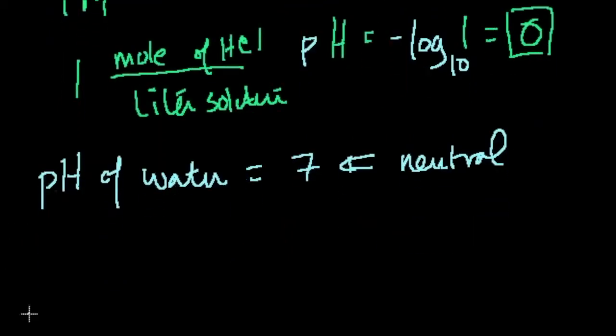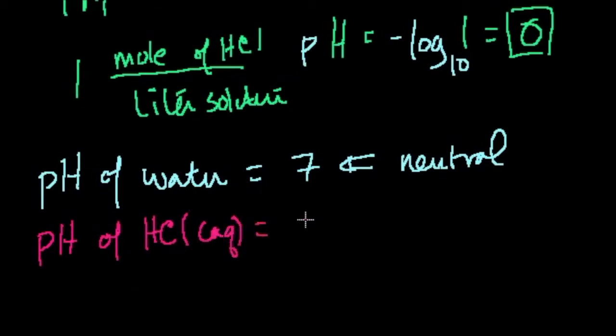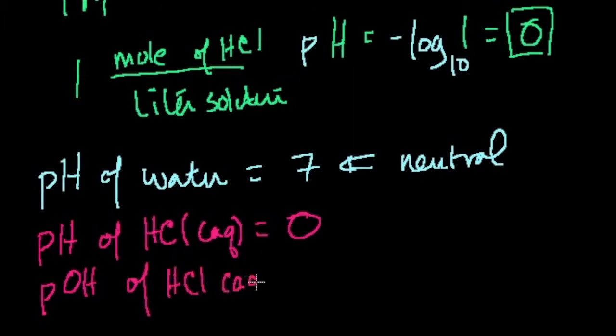Now we know that if you were to have an aqueous solution with 1 molar of hydrochloric acid, we can say, I'll do it in red, pH of HCl in water is equal to 0. So obviously, a low pH is more acidic, and we went over that in previous videos. And let's figure out what the pOH of hydrochloric acid is. pOH of hydrochloric acid in an aqueous solution.